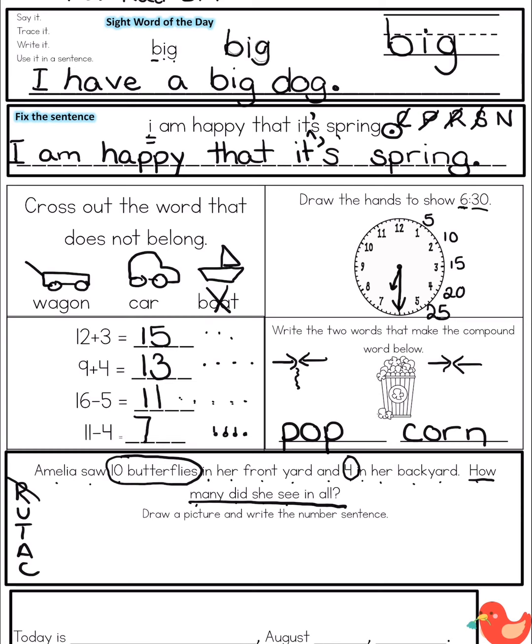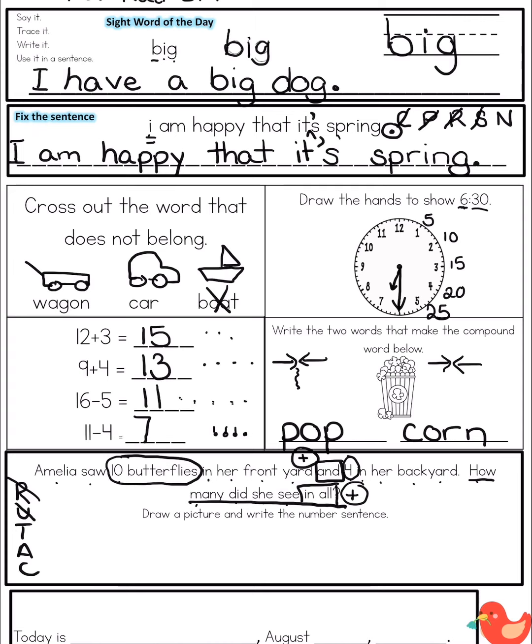Now, this is the tricky part. I'm going to draw a box around the key words. The key words tell me what I am going to do. So it says Amelia saw 10 butterflies in her front yard, and is a key word, and that means plus. But there's another key phrase. If we missed and, how many did she see? In all also means plus. So it seems like we're going to add.